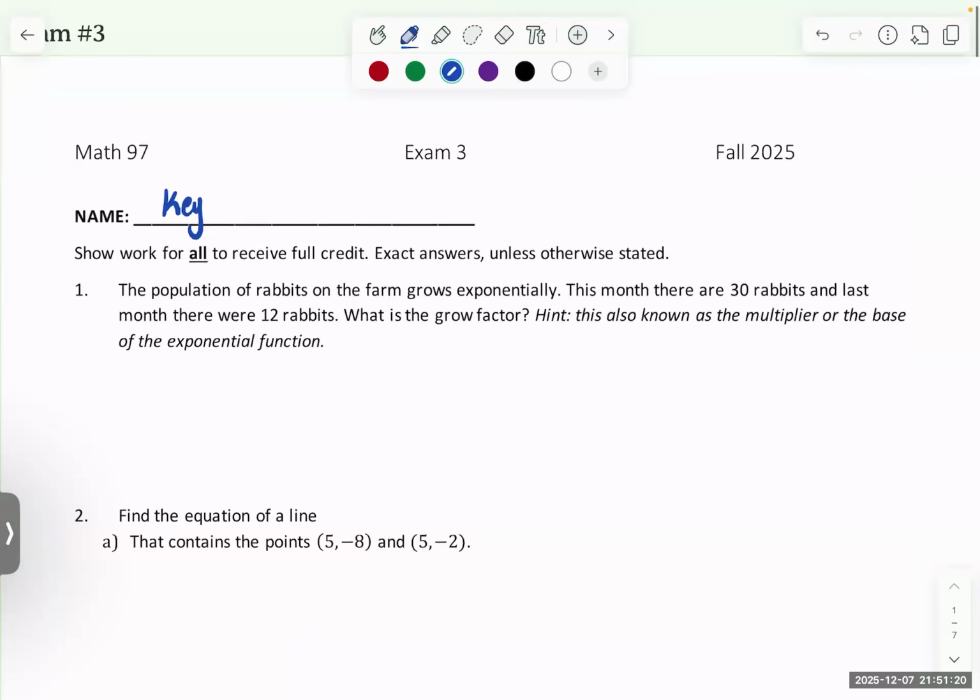The population of rabbits on a farm grows exponentially. This month there are 30 rabbits and last month there were 12 rabbits. What is the growth factor? Hint, this is also known as the multiplier or the base of the exponential function. So from here, this is just going to be 30 rabbits from the current month over the number of rabbits from the previous month. And when you divide these together, you get 2.5, which essentially makes sense because 30 is double 12 plus 50% of it. So that is your growth factor.